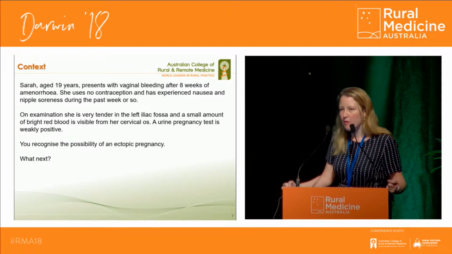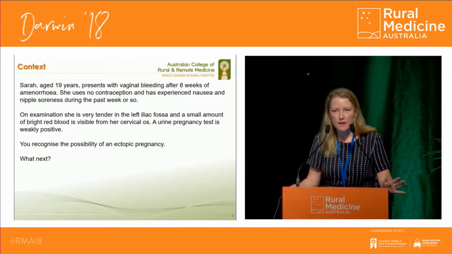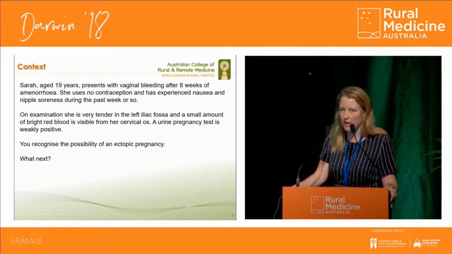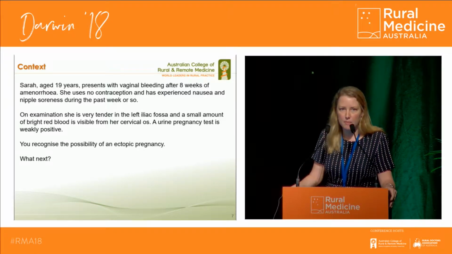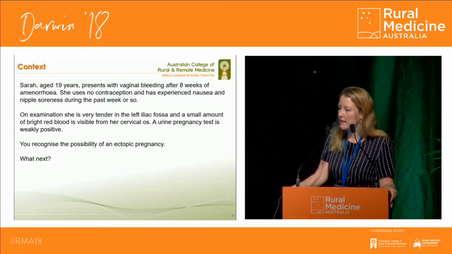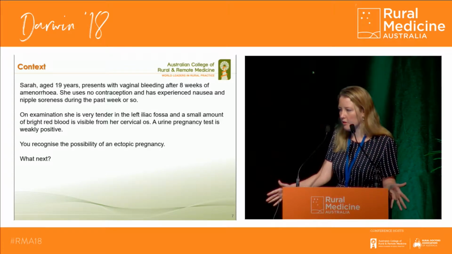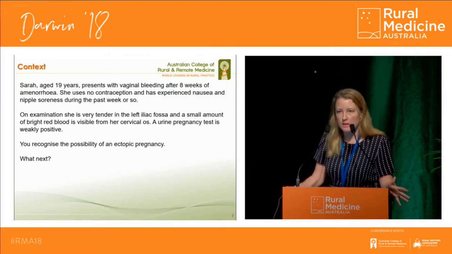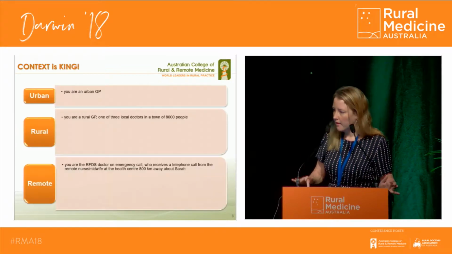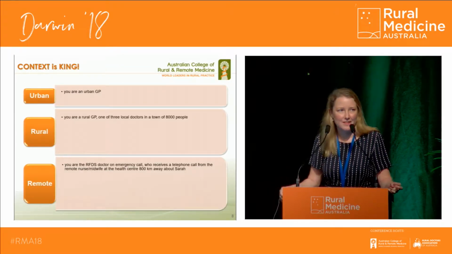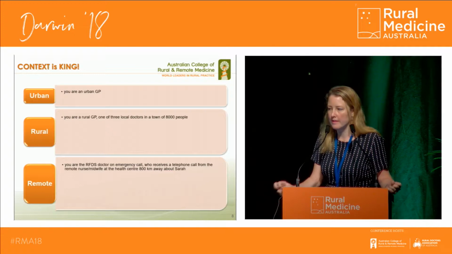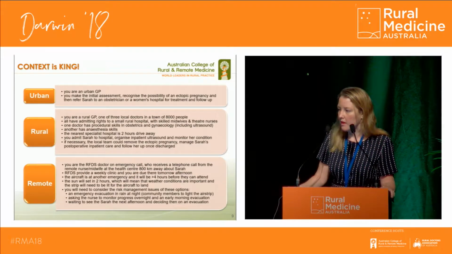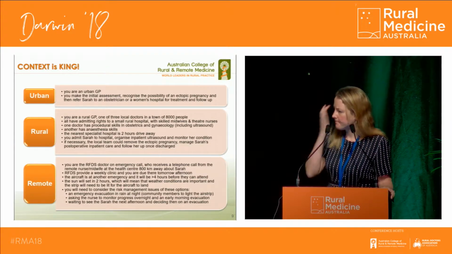So I want to talk to you about context. Those of you at the stamps talk yesterday, I'm sorry, you'll already be familiar with this vignette, but it's a really great way to illustrate context. This is a patient in whom there's a possibility of an ectopic pregnancy. What do you do next? Well, it depends, doesn't it? What you do next in an urban setting as compared to a rural setting or a remote setting is really, really different. Context is king.